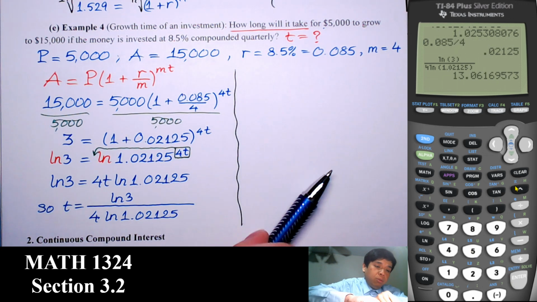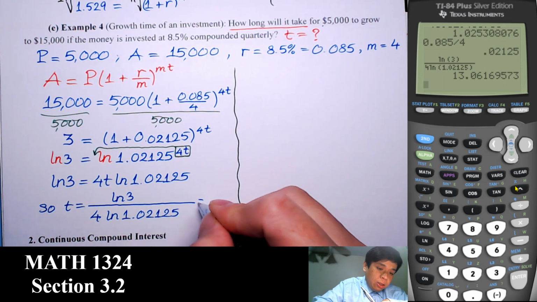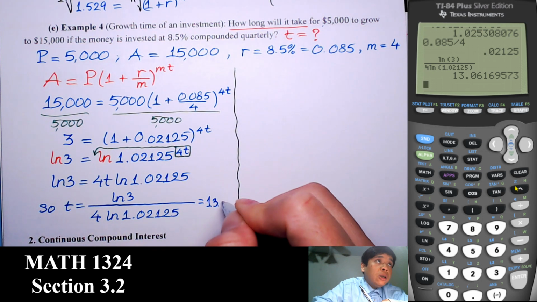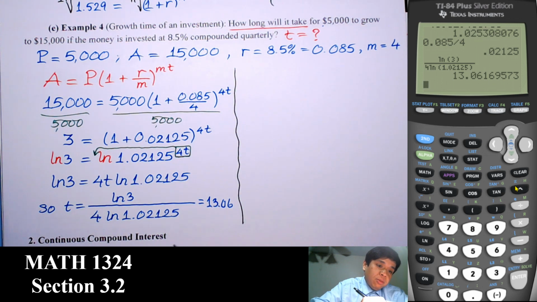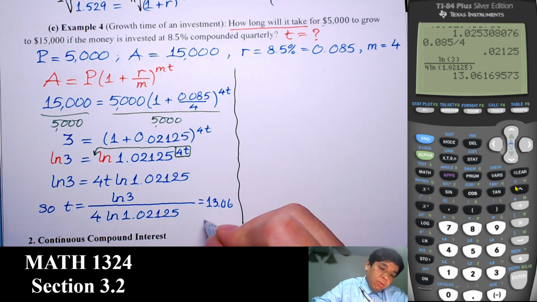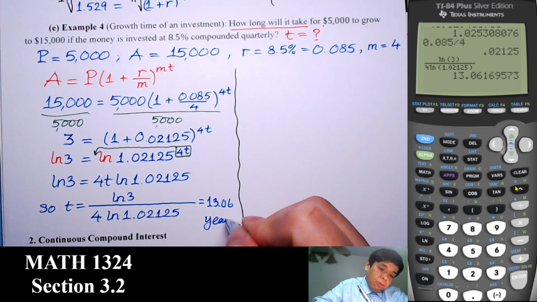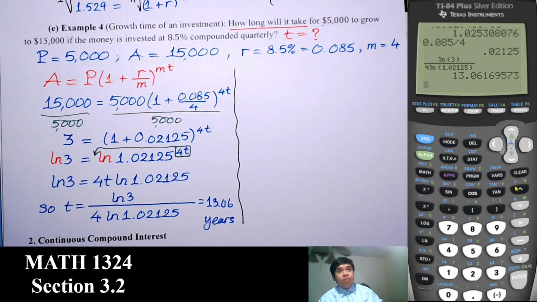We have 13.06. So that's about 13 years. So it takes about that much to triple an amount. So that, I think, is not bad.